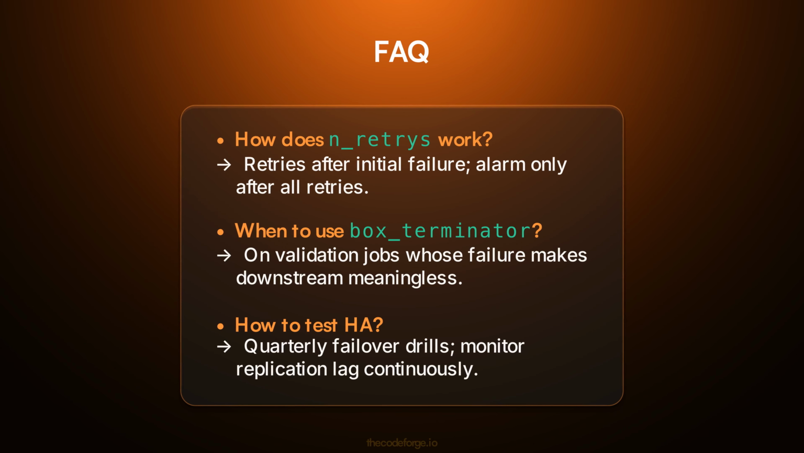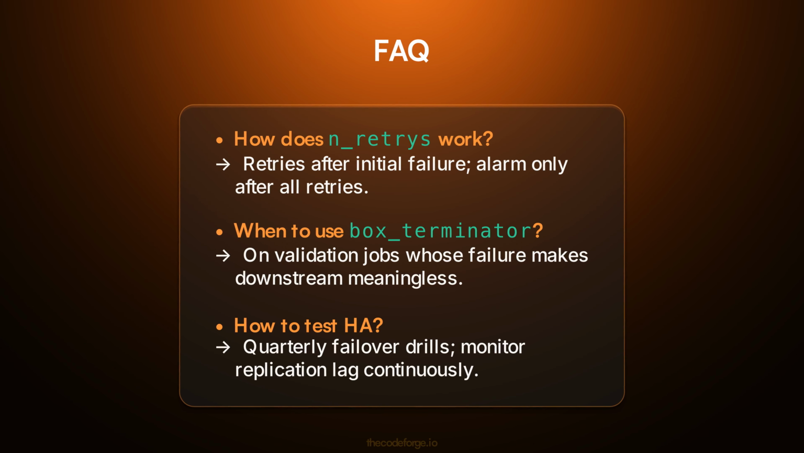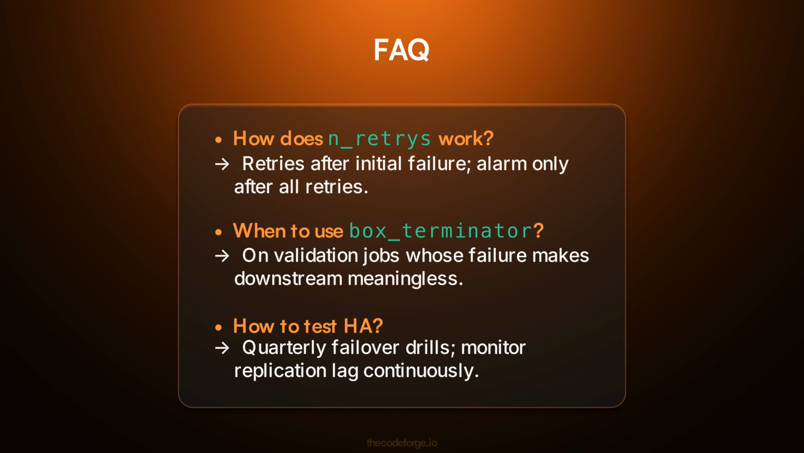And a few frequently asked questions. How does nretries work? Retries after initial failure. Alarm only after all retries. When to use box terminator? On validation jobs whose failure makes downstream meaningless. How to test HA? Quarterly failover drills, and monitor replication lag continuously.